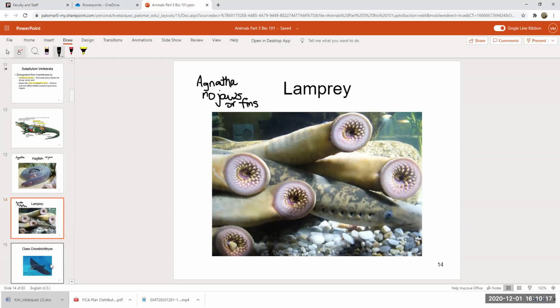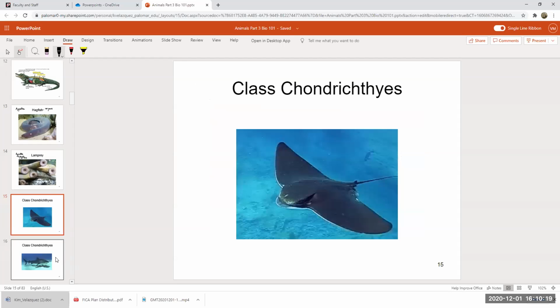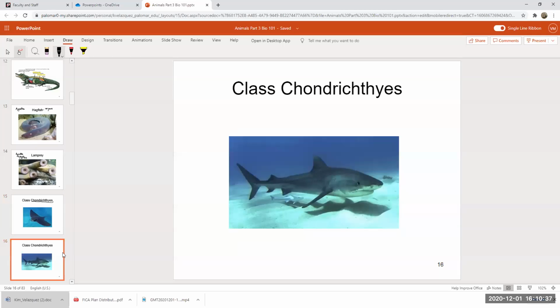So really the most primitive vertebrates that are true vertebrates are the class Chondrichthyes. So chondro means cartilage, and ichthyes means fish. These are the cartilage fish. It includes the rays, the skates, and the sharks.